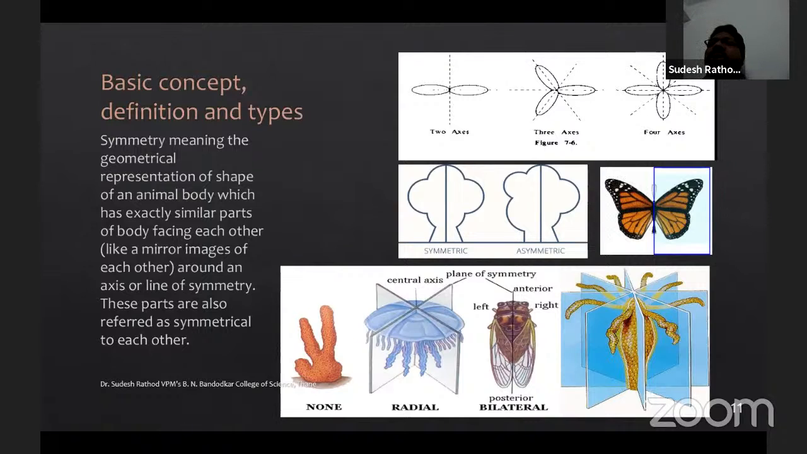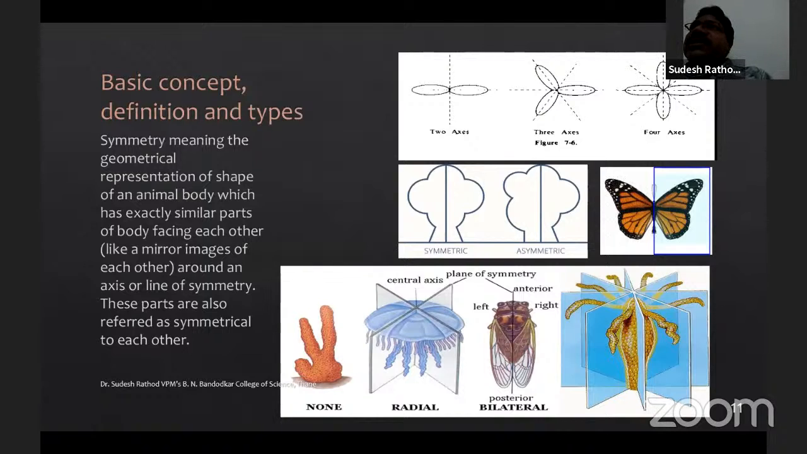Okay, 8 axes. On all 8 axes, you will find that hydra will be divided into 2 mirror images. You can imagine any axis, all 8 axes, because it has a radial symmetry, and this radial symmetry can be shown on altogether 8 axes. Because of that, this animal has a typical radial symmetry.